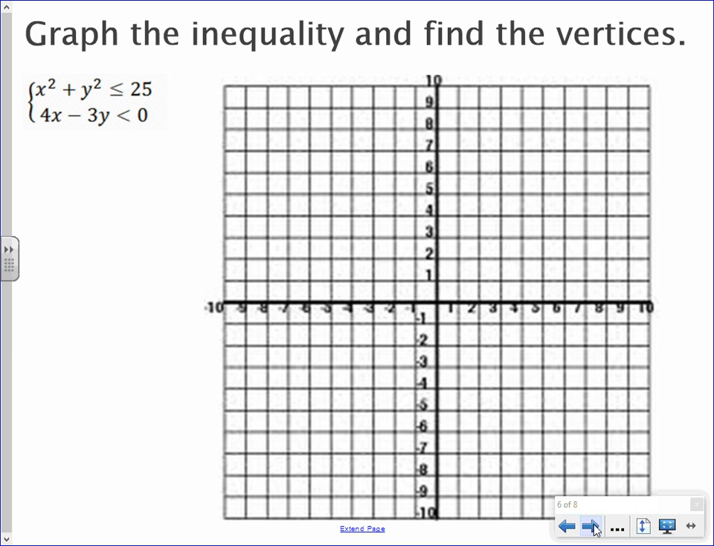If it helps, you can write these as equations to graph. I'm going to use green. X squared plus y squared equals 25. What does that look like? A circle with center at the origin and a radius of 5.